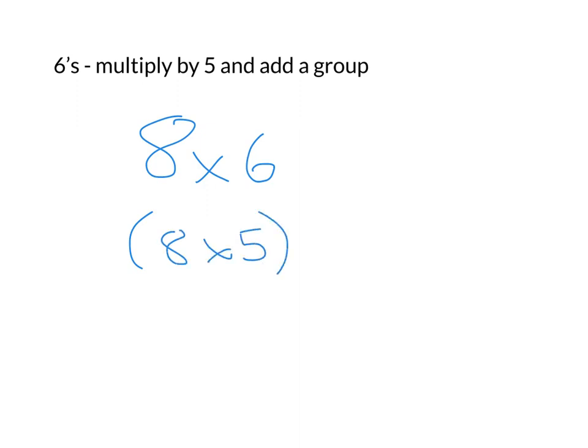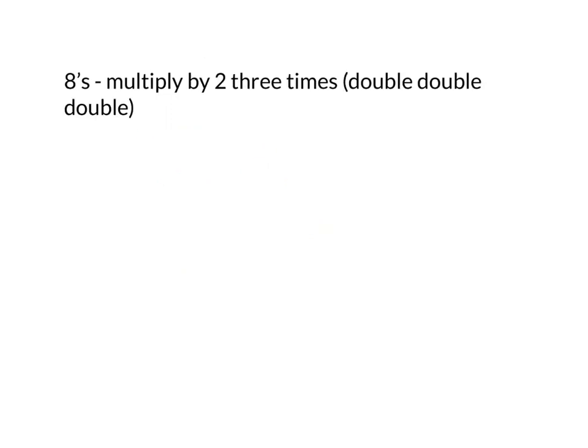So we'll do 8 times 5, and then after we do 8 times 5, we're going to add one more group of 8, so we'll just add a plus 8. And that is how you do that. So 8 times 5 is 40, plus 8 more is 48. Therefore, 8 times 6 is 48.